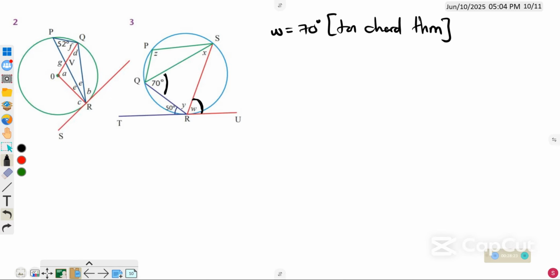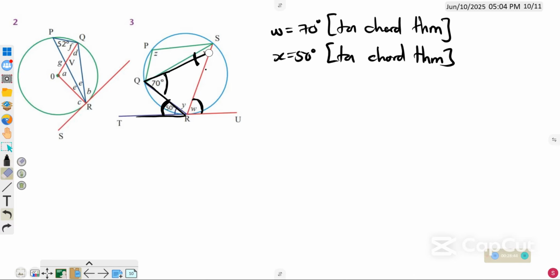Okay. And after having w, we can find x. How do we find x? Tan-Chord theorem again. You're coming from this side, you have that, you skip this, you take that. So x is equal to that. So x is equal to 50 degrees. This again is Tan-Chord theorem. Okay. So we have those two, 70. There we have a 50. Here we have a 70.